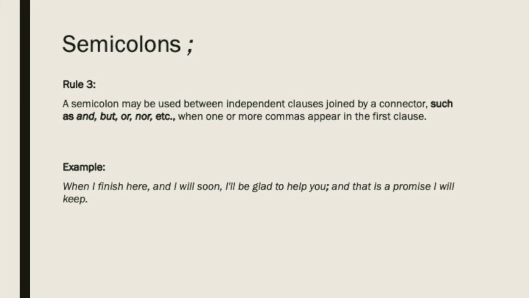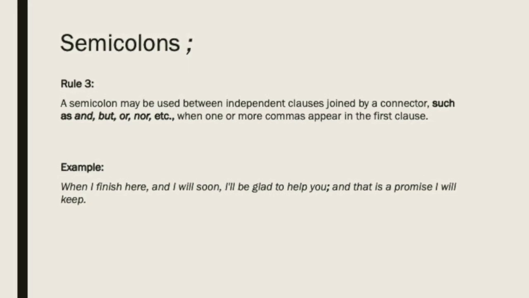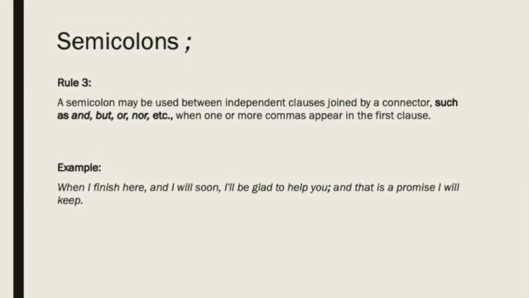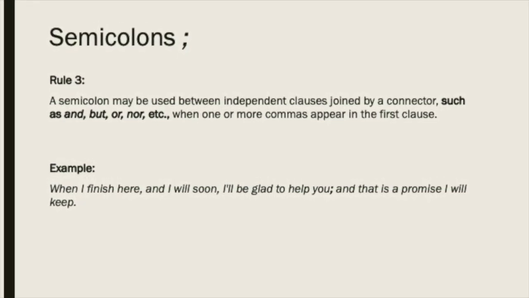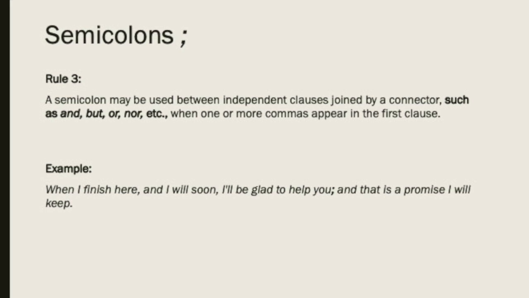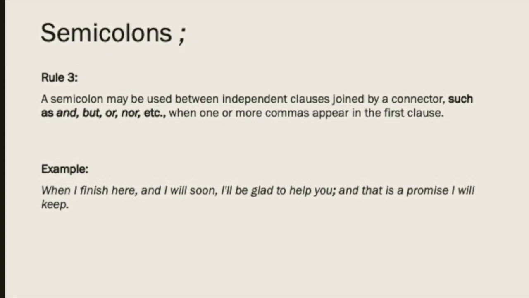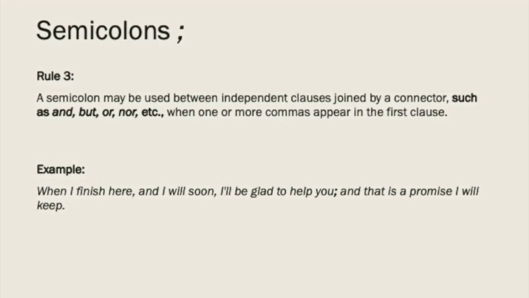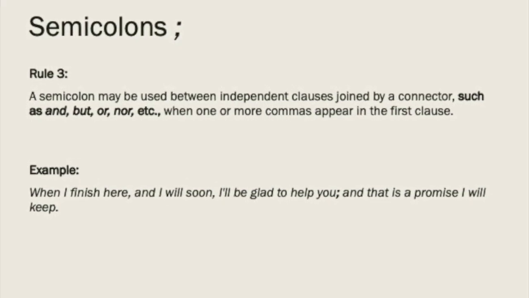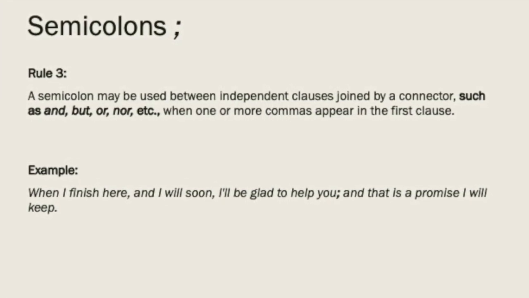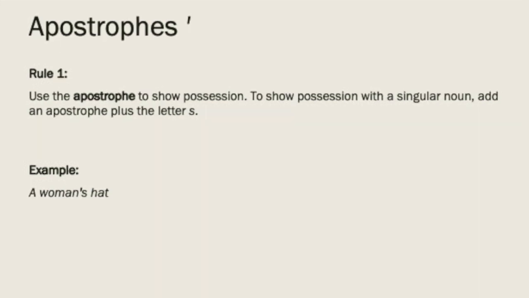Rule 3. A semicolon may be used between independent clauses joined by a connector, such as and, but, or, nor, etc., when one or more commas appear in the first clause. Example: When I finish here, and I will soon, I'll be glad to help you; and that is a promise I will keep. Finally, the apostrophes.